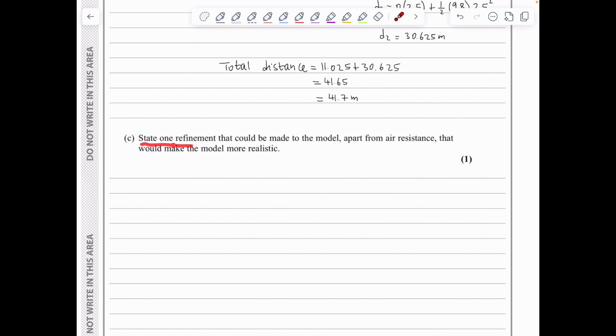In part C, we need to state one refinement that could be made to the model, apart from air resistance, that will make the model more realistic. The first thing we could mention is using a more accurate value for g, and we could also take into account the dimensions of the stone, because modeling the stone as a particle means we are completely neglecting its dimensions.